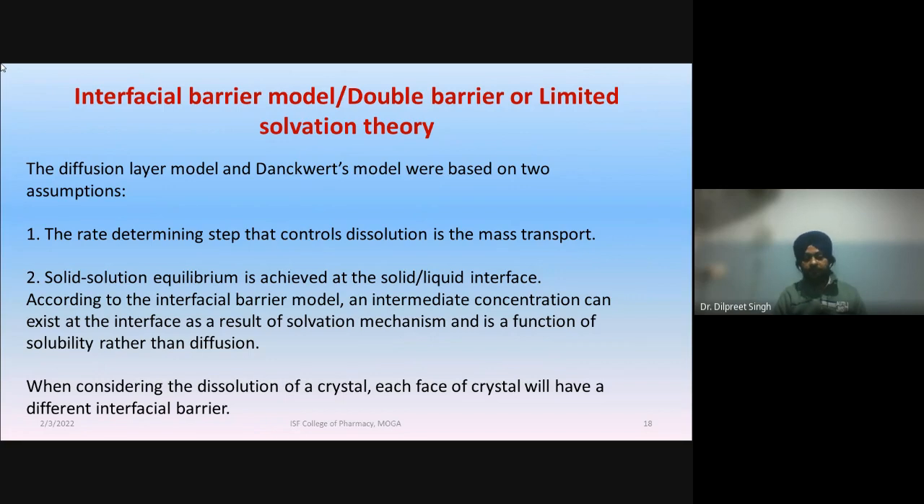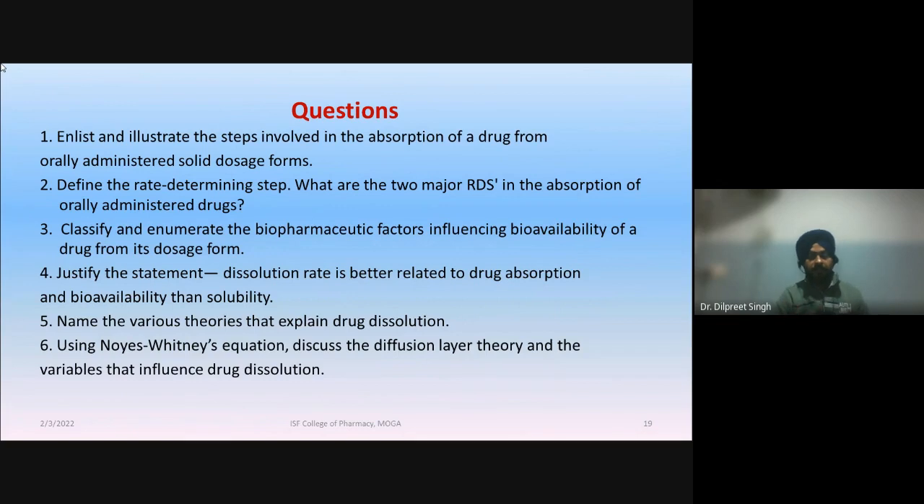So when we consider the dissolution of a crystal, each phase of the crystal will have a different interfacial barrier. These interfacial barriers create a disturbance on the film, and the film gets disrupted and dissolution is achievable at maximum. So this is all about the Danckwerts theory.